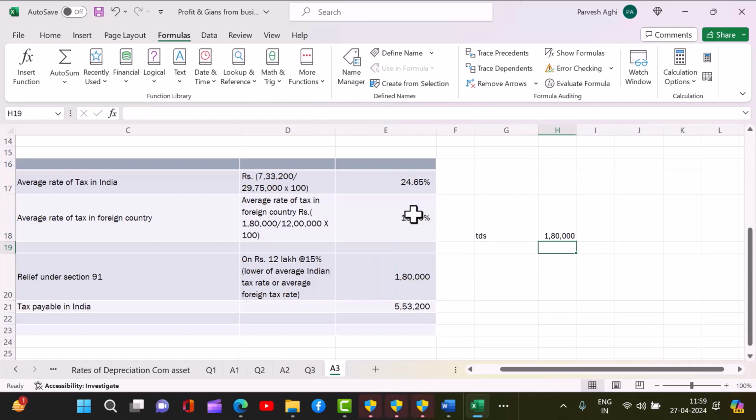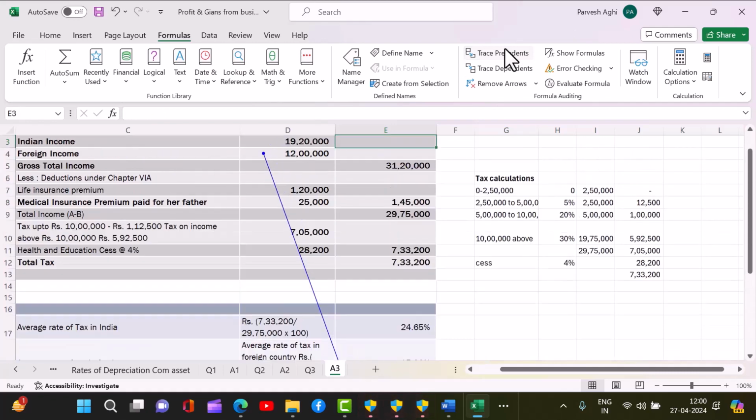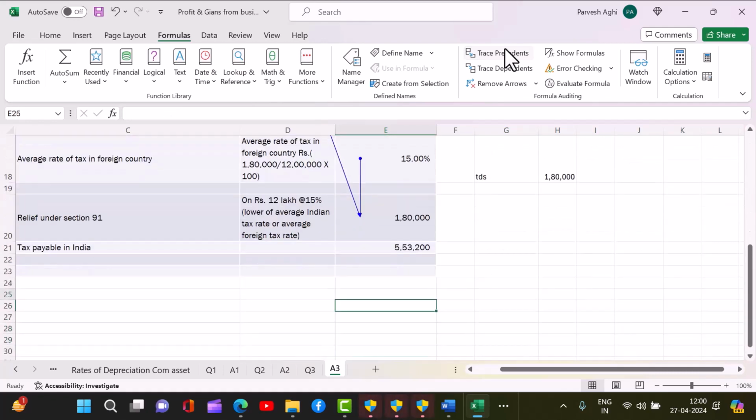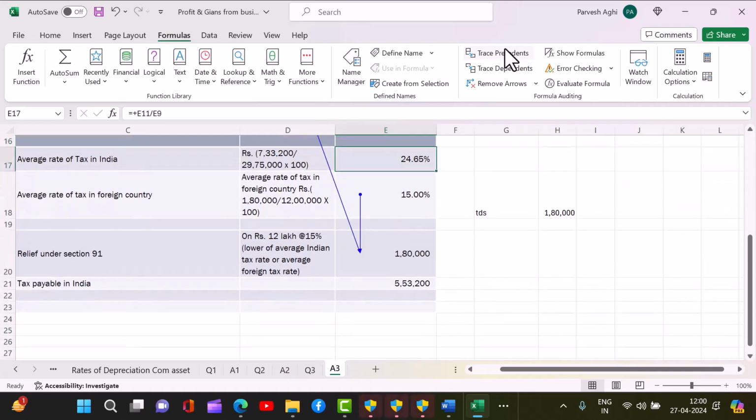Fine. So we can see how it has been calculated, which is 15% of 12 lakhs, because the tax deduction will be 15%. In this case, the tax rate in India is 24%, but the rate of tax abroad is just 15%. So she will get not 24, but 15%, which will be the entire amount of 1 lakh 80,000 which she suffered abroad.